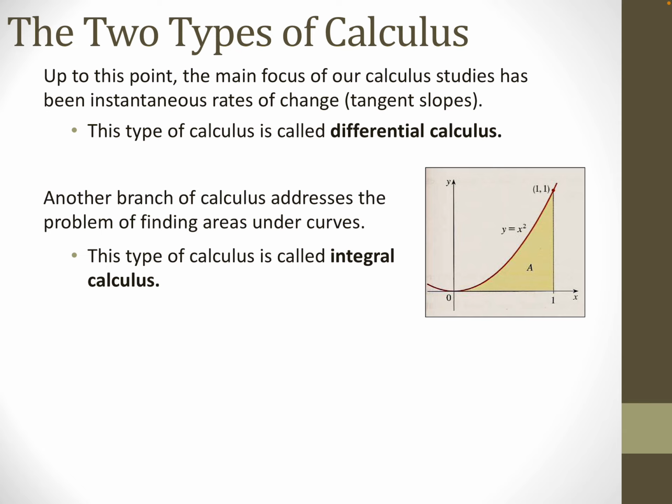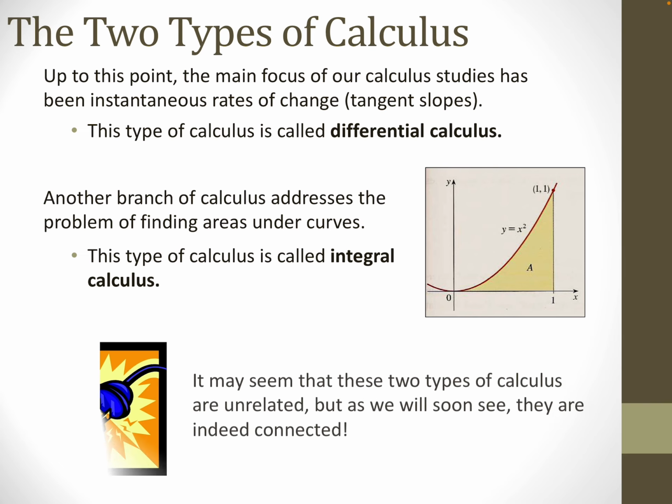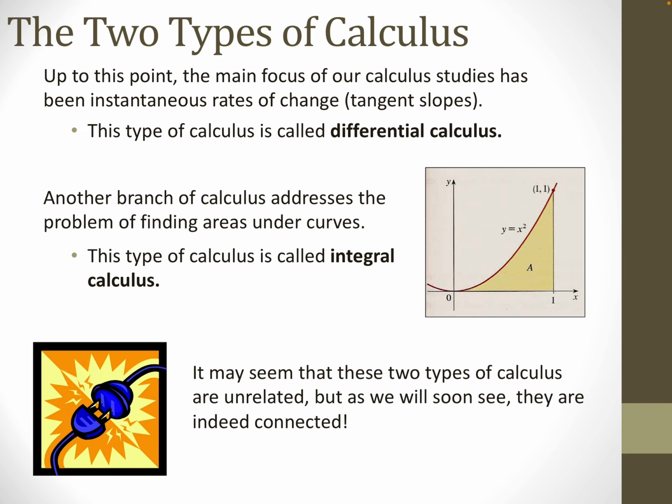Why do we call it integral? Well, okay, we'll get to all that. But for now, you can say, okay, when we're not finding instantaneous rate of change, when we're trying to find area, then we're talking about integral calculus. And it may seem that these two types of calculus are unrelated, but as we will soon see, they are indeed connected. So give it a little bit of time, and we'll see that these two types of calculus are very interconnected. Even though it's described as two types of calculus, you'll find out that there are some huge connections between the two. That'll take a while to develop.